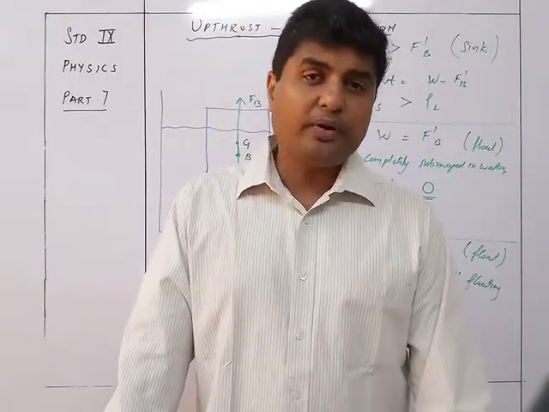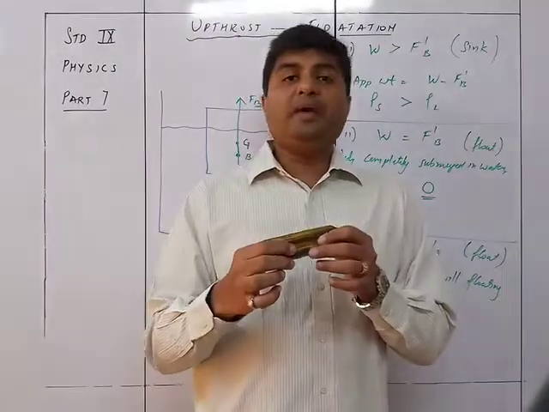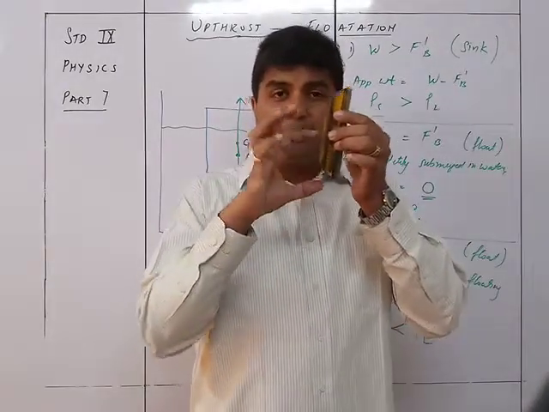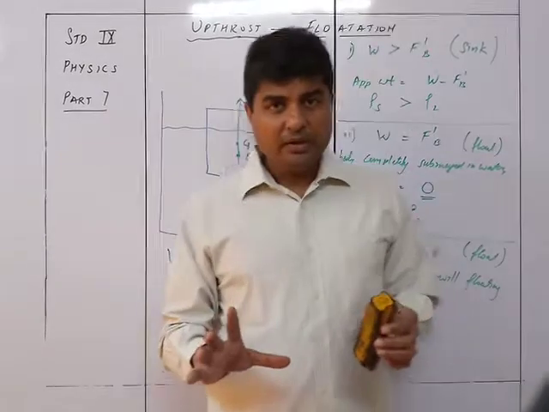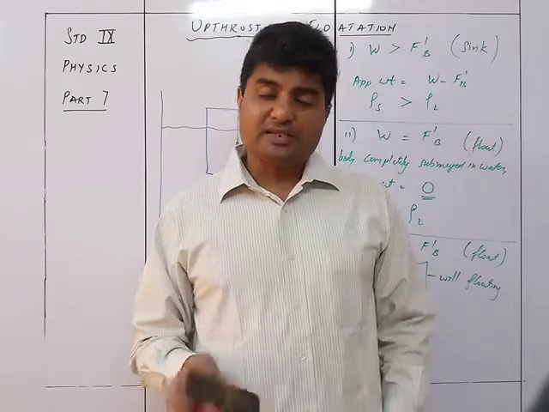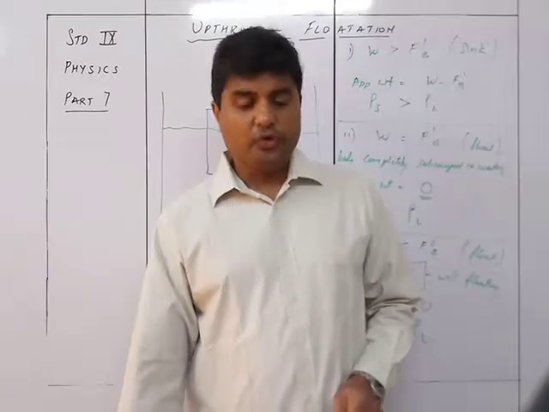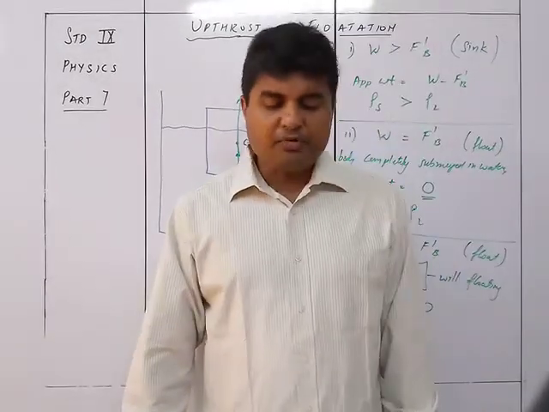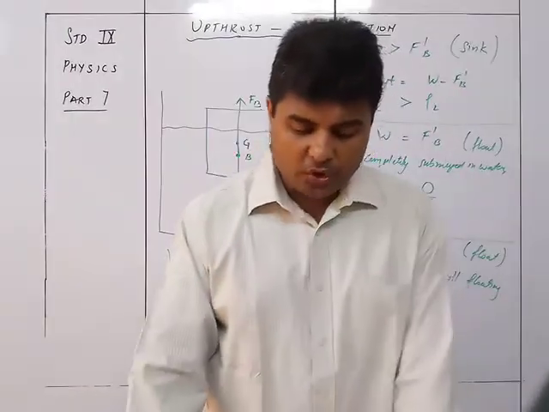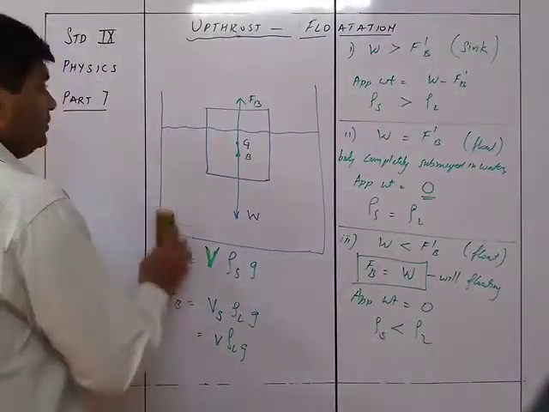What is the principle of flotation? That weight of the body will be equal to the weight of the liquid displaced by the submerged part of the body. That is nothing but the principle of flotation. So with the principle of flotation, we can easily derive a formula now: the relationship between the volume of the submerged part of the floating body and the densities of the liquid and the body.